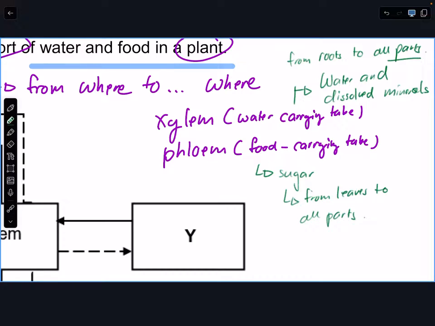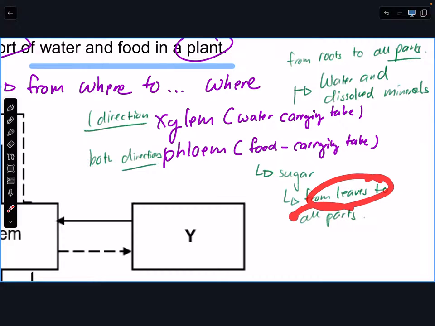Now take note that the flow of water is one direction. The flow of food is both ways, both directions. What does one direction mean? It can only go from your roots to all parts. It cannot go from all parts to your roots. It doesn't work that way. Whereas your food can go from your leaves to all parts, and it can also go from all parts back to your leaf.